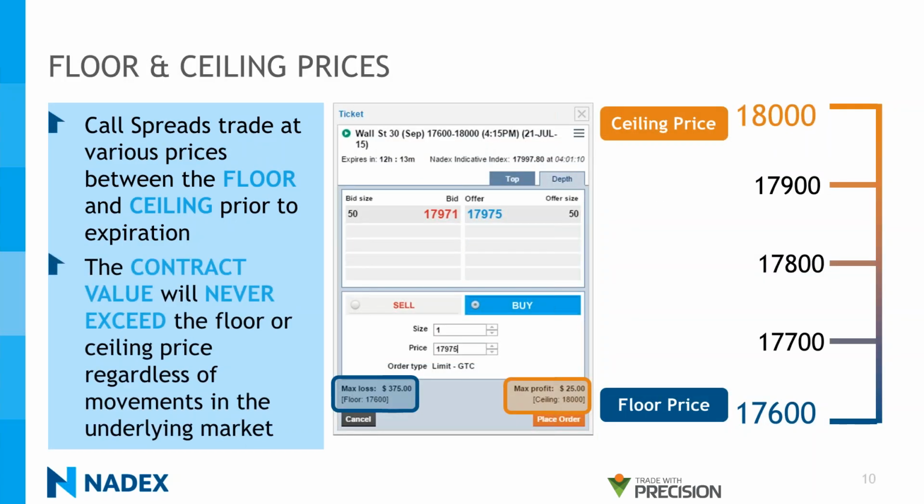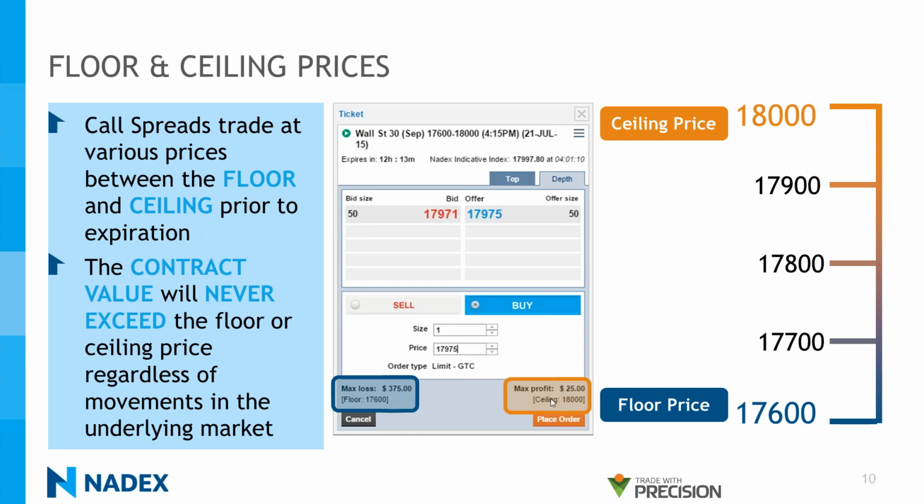Just a few comments here on the call spread. We're looking here at a Wall Street 30 contract. So the spread range, as you can see here, is similar to the pricing of the mini Dow futures contract or the YM symbol. As you see by the order ticket here, the market floor and the ceiling are clearly identified, okay, as well as your maximum profit and loss calculation.